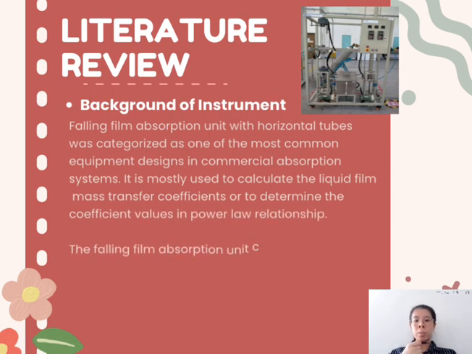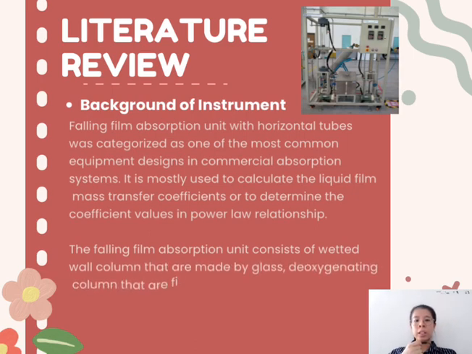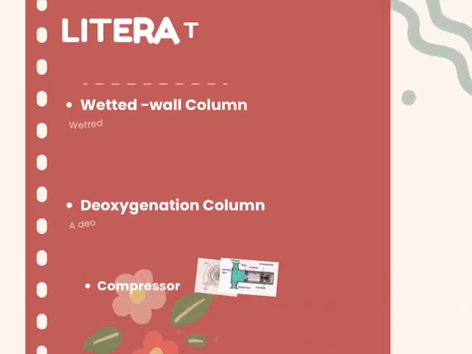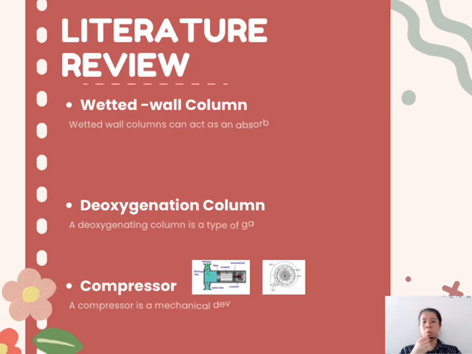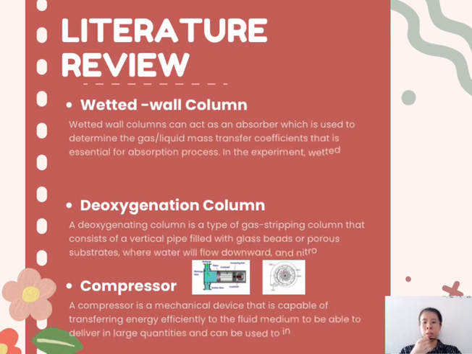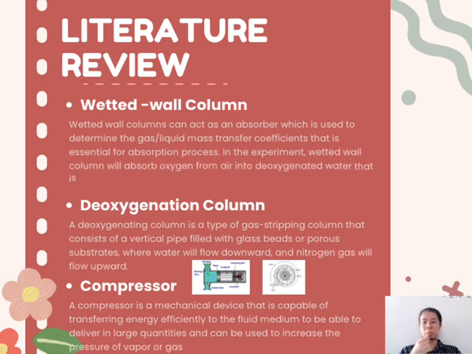The falling film absorption unit consists of wetted wall columns made of glass, the oxygenating columns filled with glass packings, a water tank and feed pumps, an air compressor, gas and liquid flow meters, and a dissolved oxygen analyzer. The wall columns can act as an absorber, used to determine the gas or liquid mass transfer coefficients in the absorption process. A deoxygenating column is a type of gas stripping column that consists of a vertical pipe where water will flow downward and nitrogen gas will flow outward.